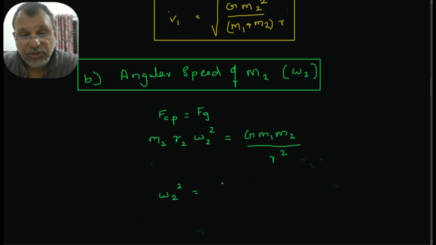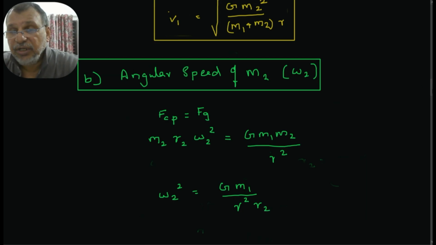So M2 cancels out. You will get the expression G M1, and in the denominator you will have R squared R2. Now we can find the value of R2 from the earlier equation.